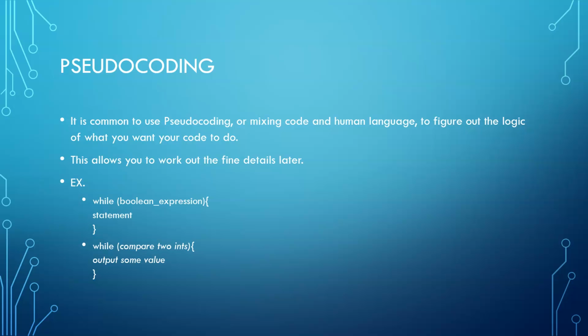So, for example, while Boolean expression, statement, or while compared to ints, output some value. You notice that other than the word while in there and maybe some curly brackets, the rest of that is just in regular English. I don't really care what the Boolean expression is at this point. I don't really care what the statement is, whether it's just a System.out.println. At this point in the code, I just want the big picture stuff.